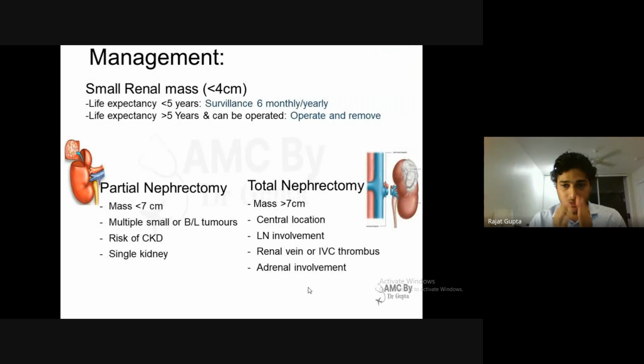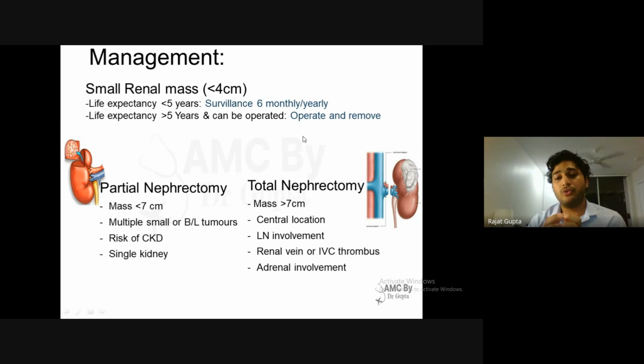Now the management. Renal cell carcinomas are quite aggressive tumors. If the patient's life expectancy is less than 5 years, for example a very old patient who has dementia, diabetes, hypertension and a lot of things, we just do surveillance 6 monthly if the size is less than 4 centimeters. But if the life expectancy is more than 5 years, then we can operate. When planning to operate, we have two options: first is partial nephrectomy, the other is total nephrectomy.